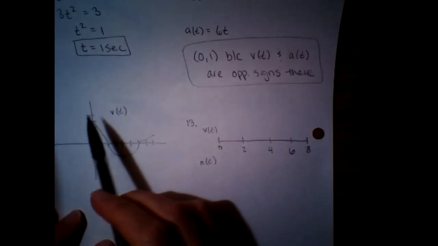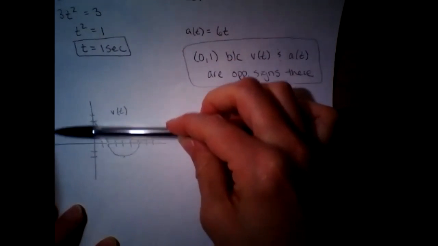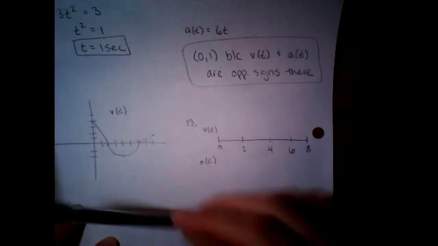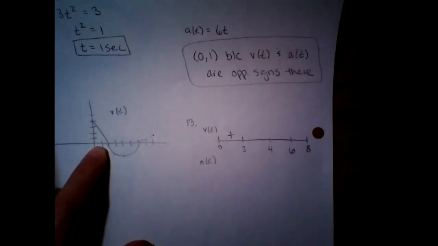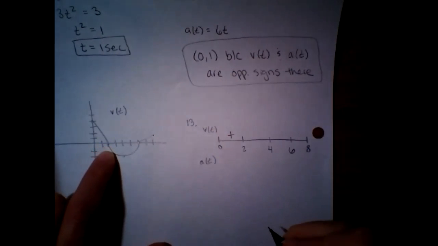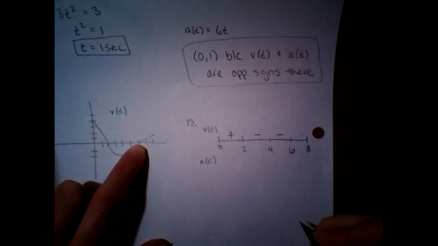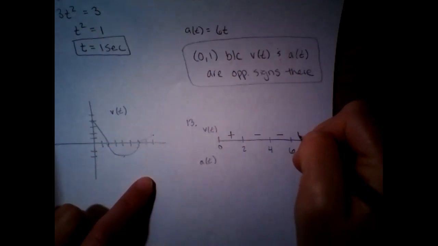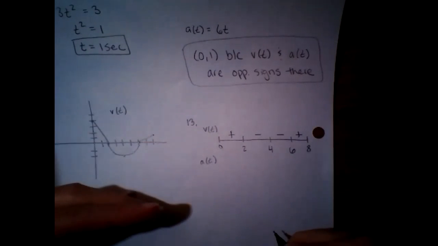So this is the graph of velocity. So velocity is going to be positive where this is above sea level, negative where it's below. So our velocity is positive from 0 to 2, and then negative from 2 to 6, and then positive from 6 to 8. So that's just the graph being above or below the x-axis.